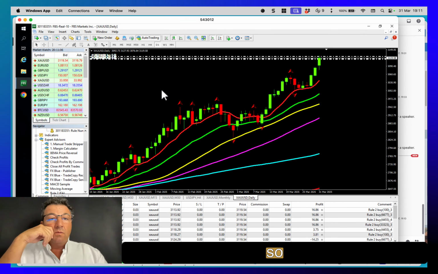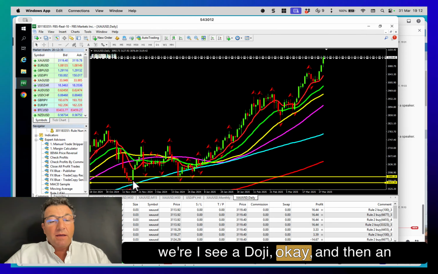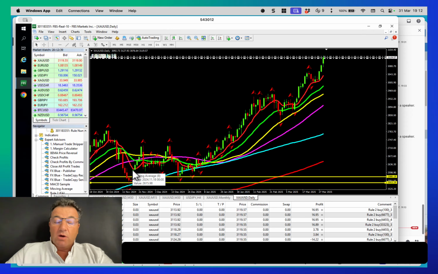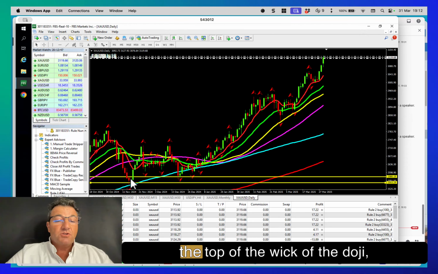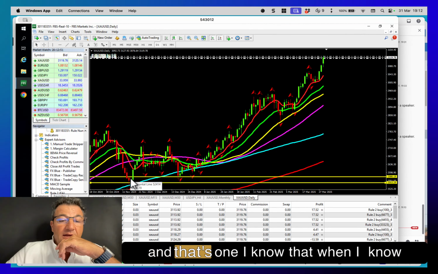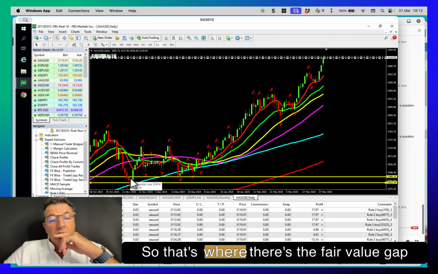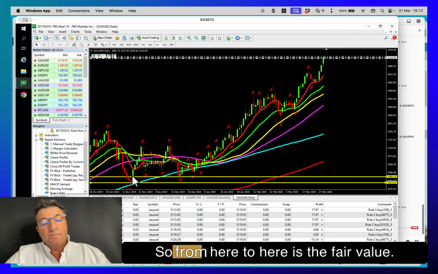Okay, so let me just zoom in here. Where I see a doji and then an engulfing candle, that is my order block. I draw it from the bottom of the wick to the top of the wick of the doji. That's when I know that there has been an order block there. That's when the fair value gap is created. From here to here is the fair value gap.